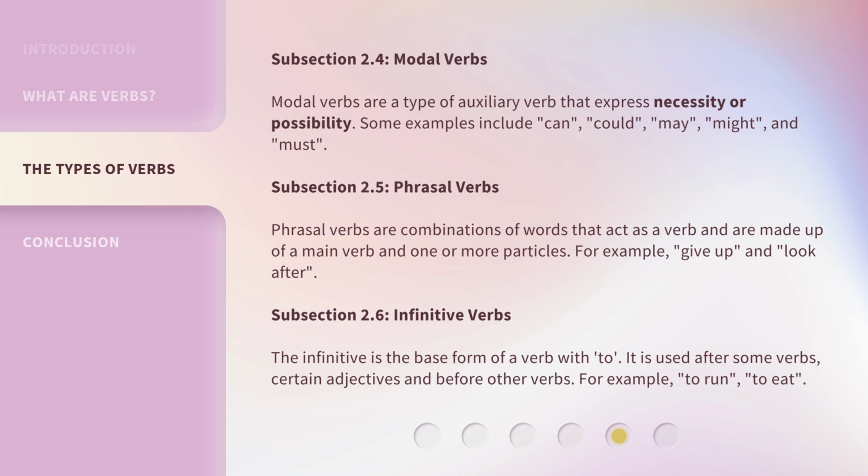Subsection 2.5. Phrasal verbs. Phrasal verbs are combinations of words that act as a verb and are made up of a main verb and one or more particles. For example, give up and look after.